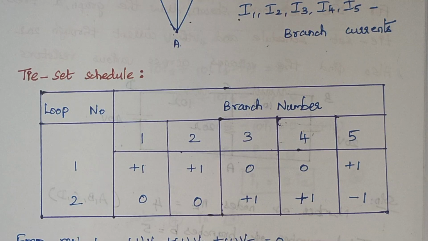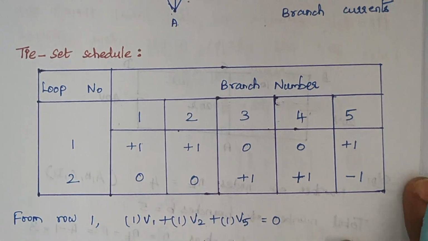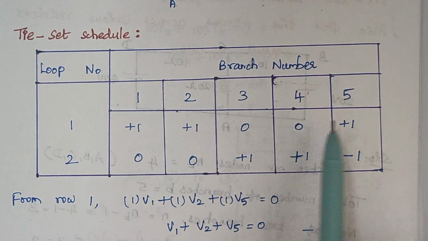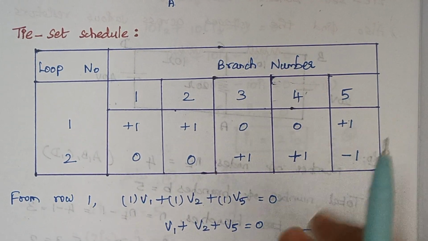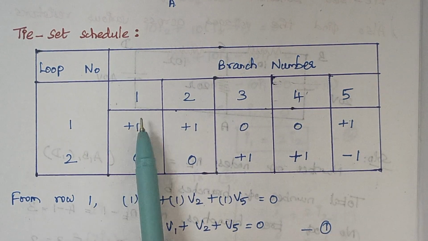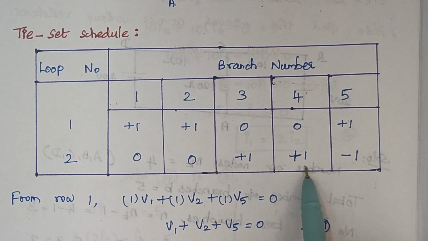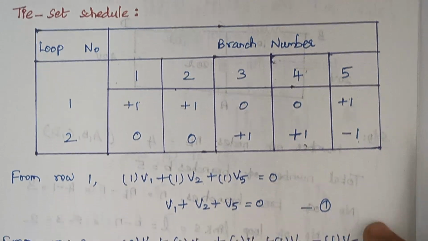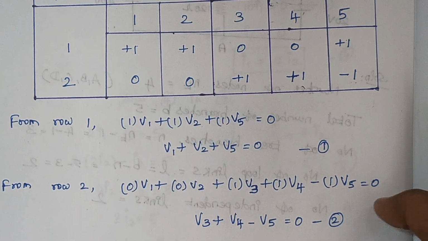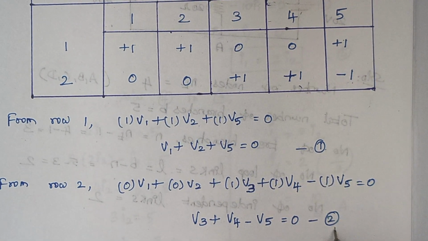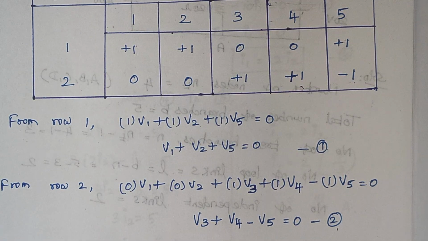So now we are going to write the voltage equations. So voltage equations are written by considering the rows. So when you look at the first row, you see 1 into V1 plus 1 into V2 plus 1 into V5 is equal to 0. So again when you look at row 2, 1 into V3 plus 1 into V4 minus V5 is equal to 0. So this is your equation 1 and this is your equation number 2.